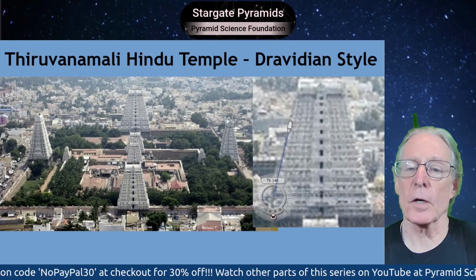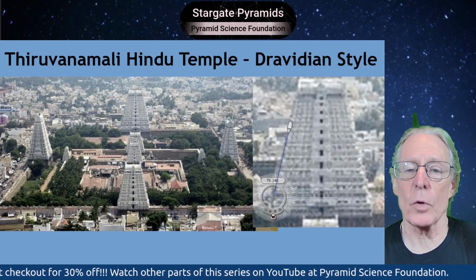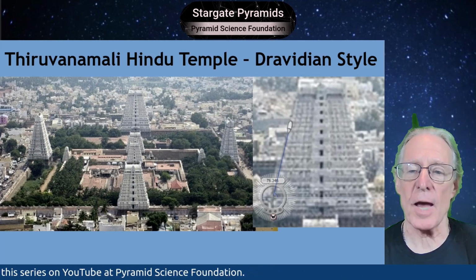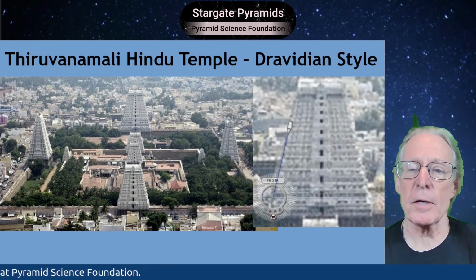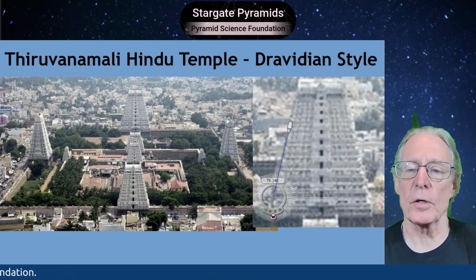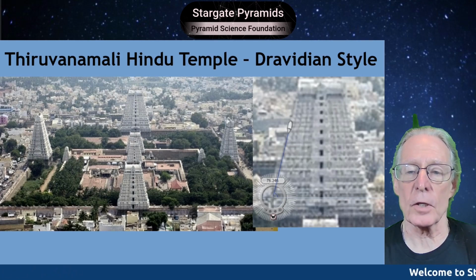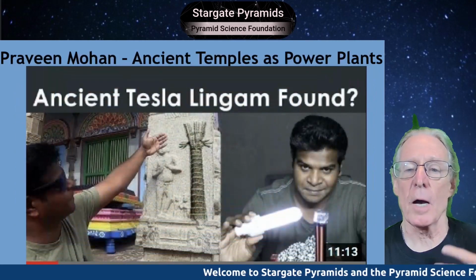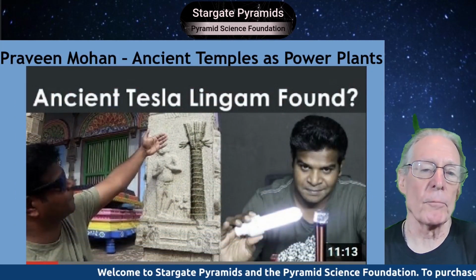Now, I think we're going to be talking about this later as well with Nikola Tesla, but Nikola Tesla used this in Wardenclyffe Tower. So I believe that this geometry is very important in the production of energy, and that's important as we get into our very next slide about this Thiruvannamalai temple.